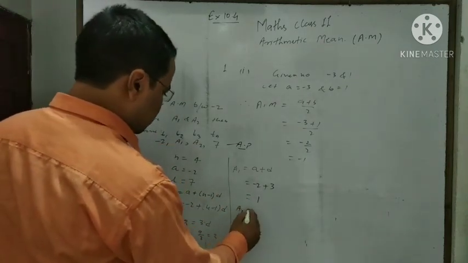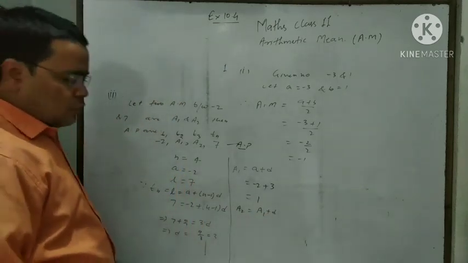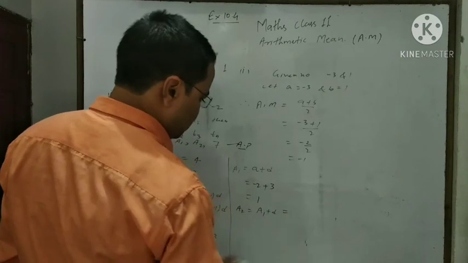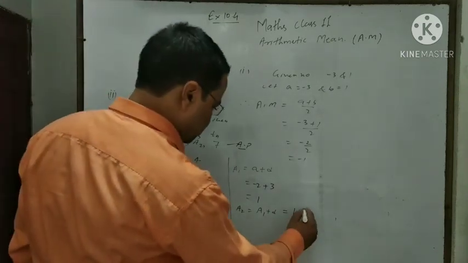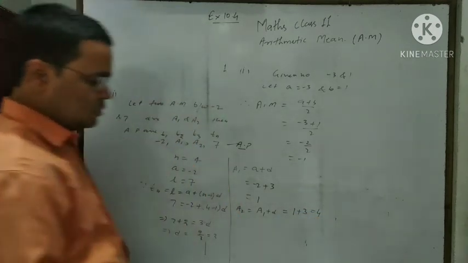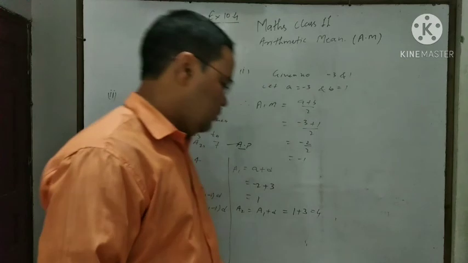Similarly, what is a2? We can write a2 as a1 plus d. The value of a1 is 1 and the value of d is 3, so it is equal to 4. The first arithmetic mean will be 1 and the second arithmetic mean will be 4.